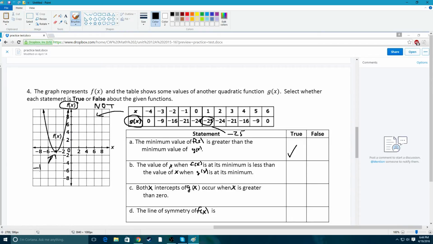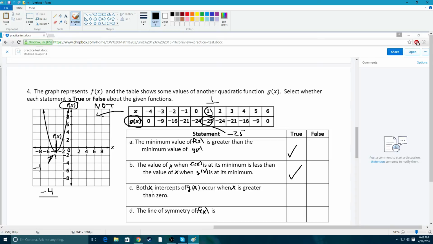Let's look at the x value of the minimum. The x value of the minimum of f is at -4. The x value of the minimum of g is at +1. So the x value of f of x at the minimum is less than the x value of g of x at its minimum. So that is also true.